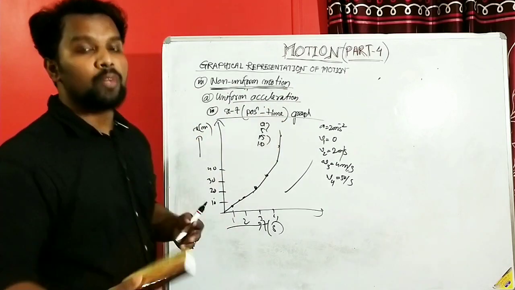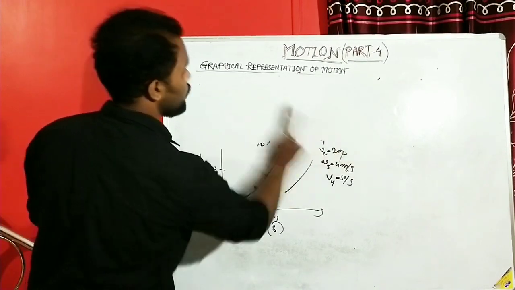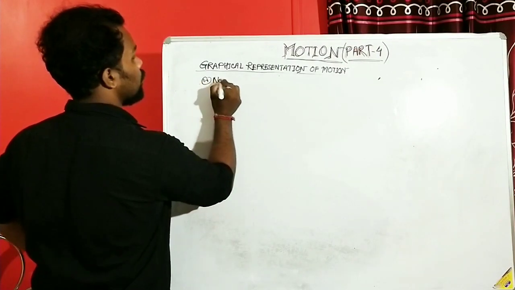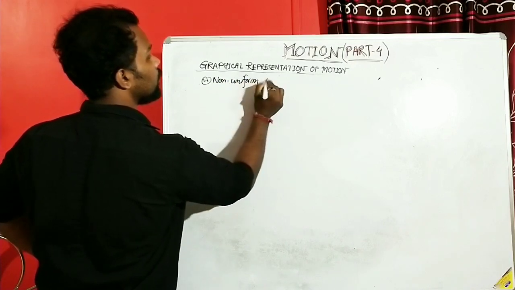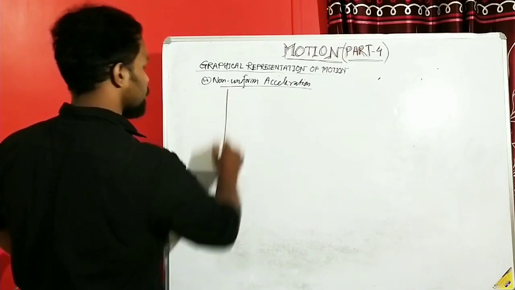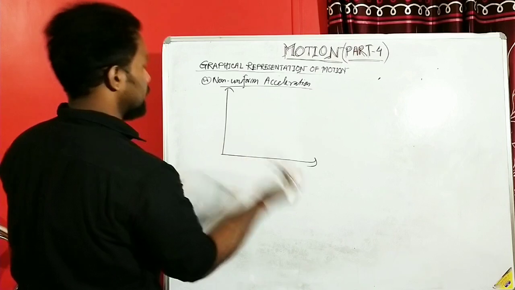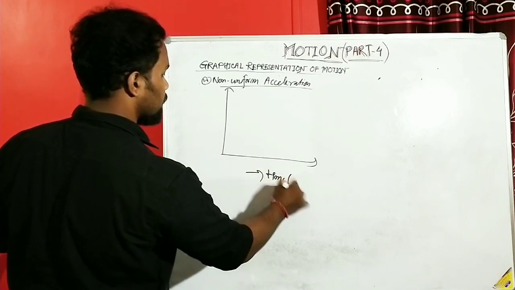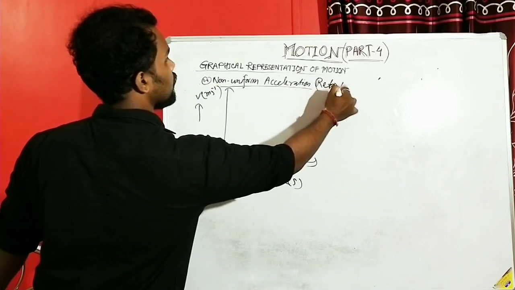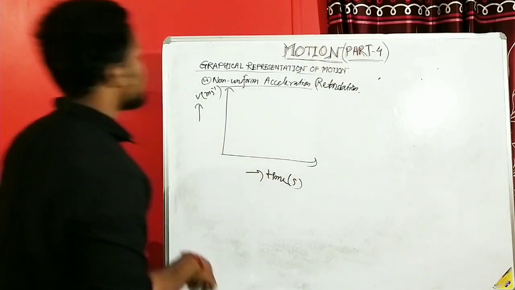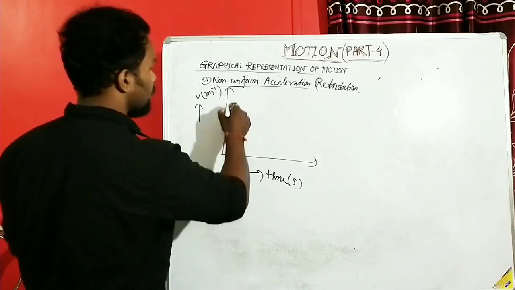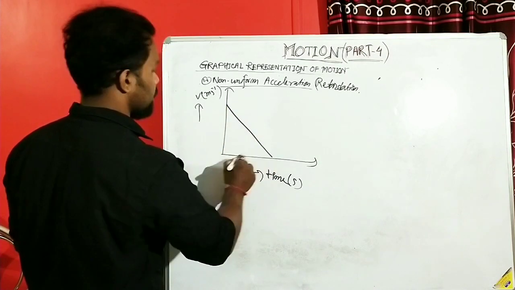Now we will look towards non-uniform acceleration. What actually happens in the case of non-uniform acceleration? Non-uniform acceleration leads us to the concept of retardation. So what you can write: non-uniform acceleration. We will see how it can be retardation. Here is time in seconds. I will consider velocity as meter per second. How is it a retardation? We'll check. If it is a velocity time graph with non-uniform acceleration and retardation, the velocity will constantly decrease with change of time.